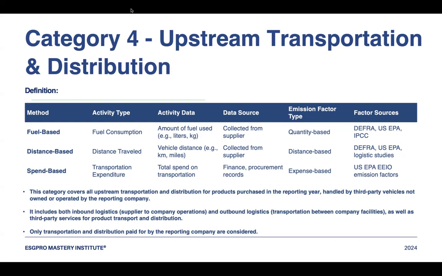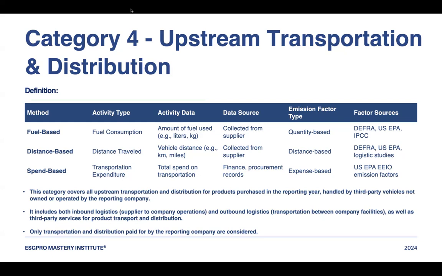Again, it is a tier 2 data kind of stuff where collected from suppliers, distance-based data. In that case, you should use DEFRA, US EPA, and even sometimes logistic studies which are available in that country. Yeah, that will bring it closer to your accuracy.